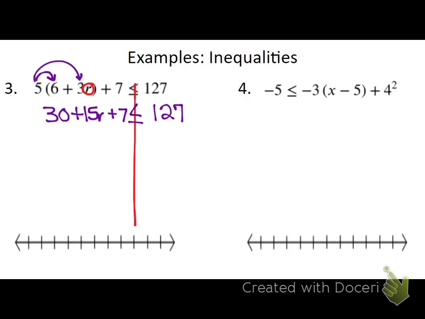Okay. After I distribute, I then combine like terms. 30 and 7. Okay, 30 plus 7. What's that going to be? 37. And I always like to put my number with the variable first. So what am I going to put down first then? 15r.